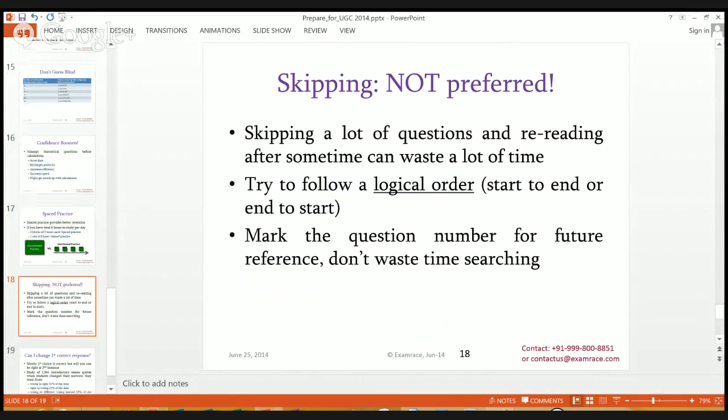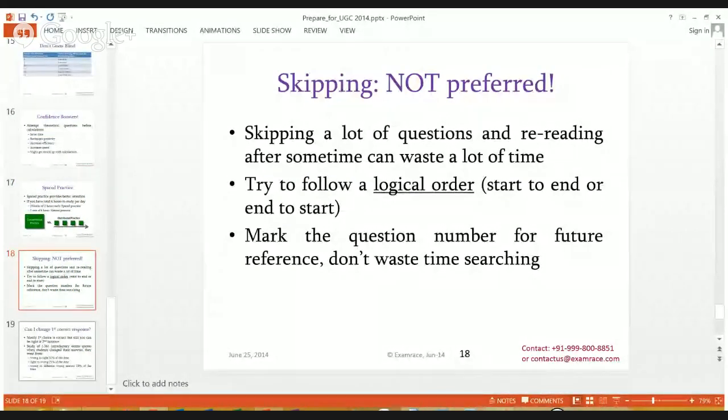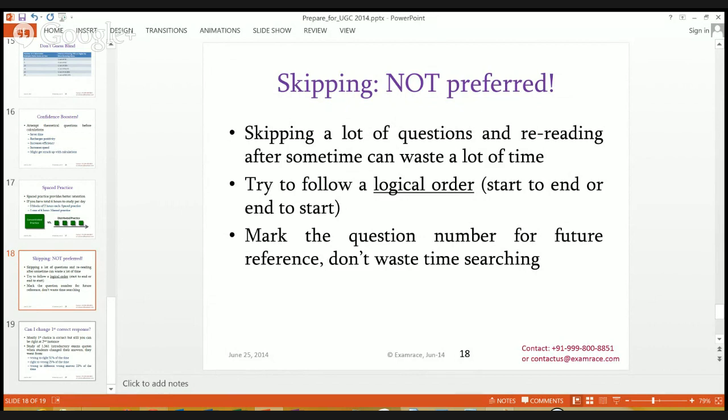Skipping the questions that you are confused about or doubtful about is the best strategy, but follow a logical order while skipping. So start with question 1. If you want to skip questions, you can skip 1, 3 and 5. Okay, but don't read the whole question paper first. Attempt question 2, then question 40, then question 39, then question 24.